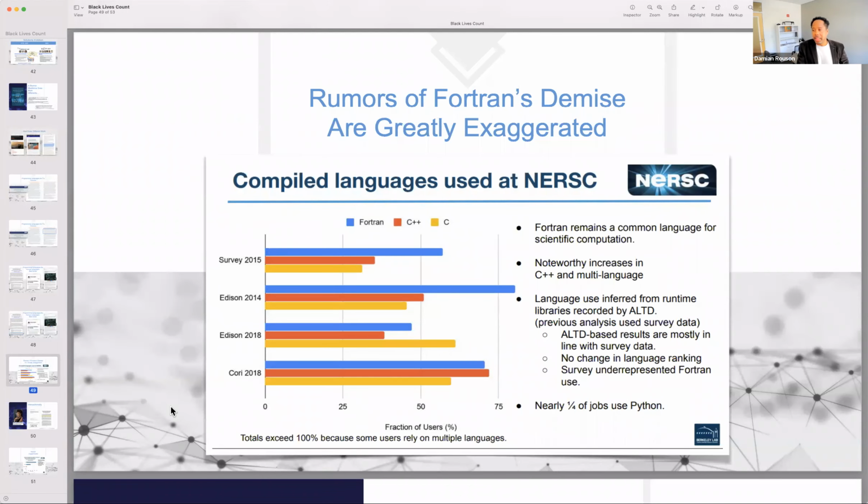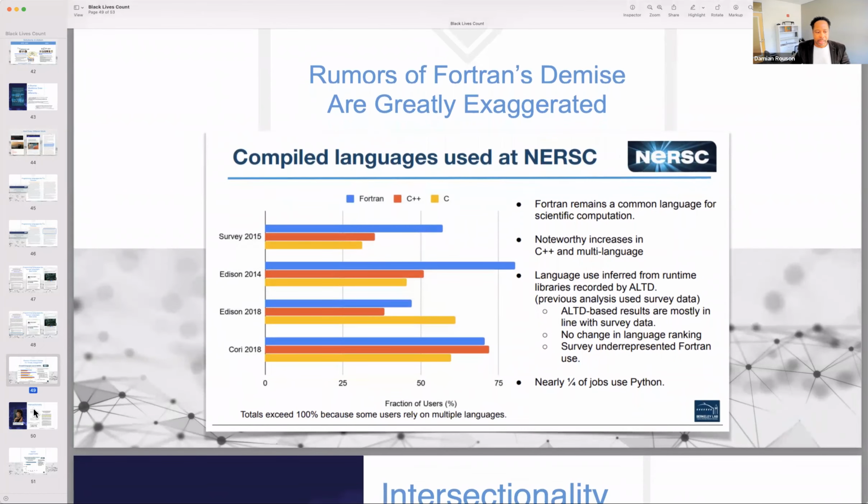And the language is still more popular than most people realize. This is from actual runtime data from our supercomputer center, NERSC, demonstrating that Fortran is very much on par with C and C++ in terms of the cycles occupied by runtime libraries from various languages on NERSC platforms at the time. The most recent data I have is from 2018.